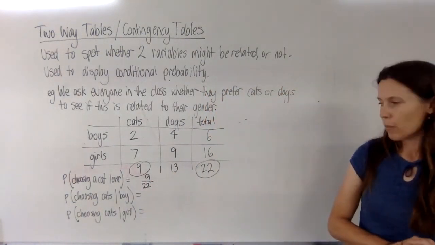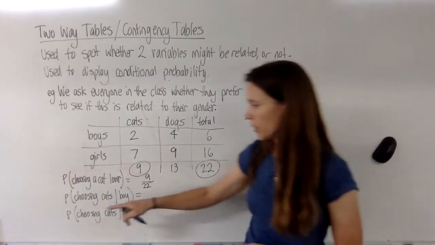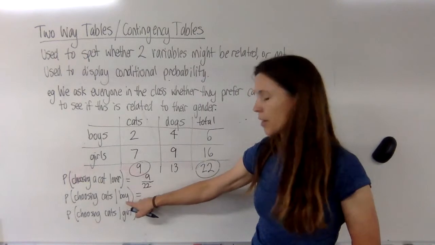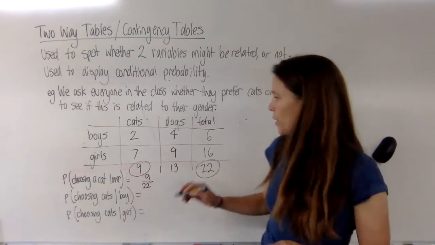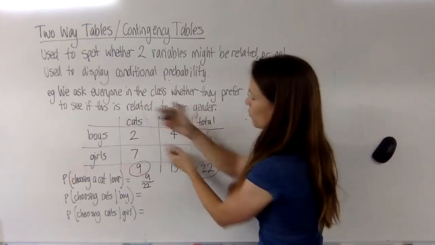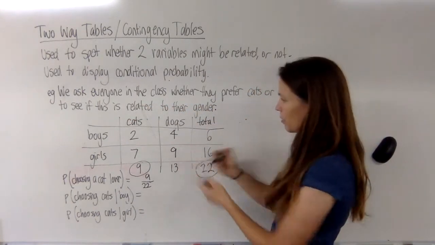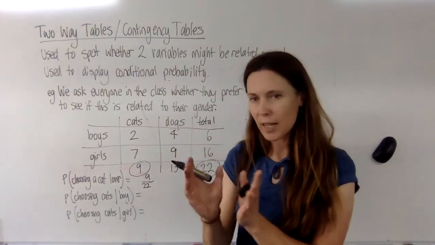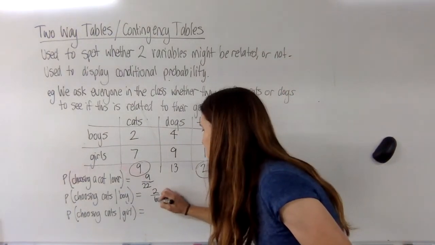Whereas if we were doing a probability question that was conditional, in other words, we said, what's the probability we'll choose someone that loves cats, given that they're definitely a boy? Well, then we're putting a spotlight just on this row of the boys. How many boys are there? There's 6. And how many of them like cats? 2. So the chance of choosing a cat lover just out of the boys is 2 out of 6, or 1/3.